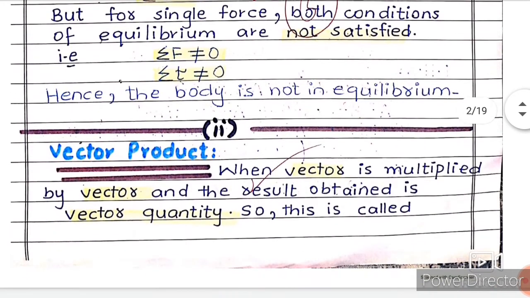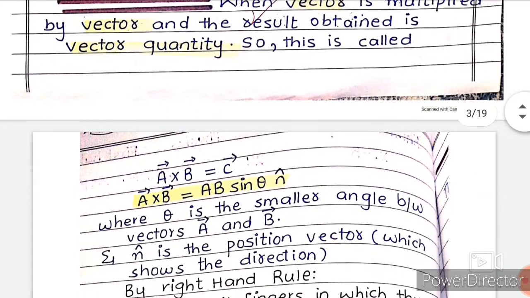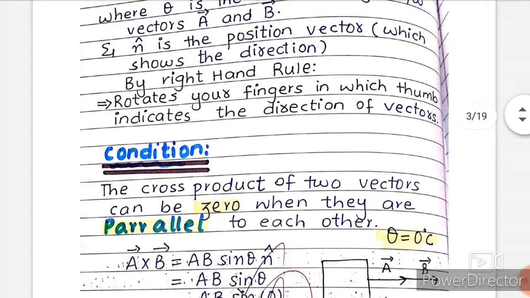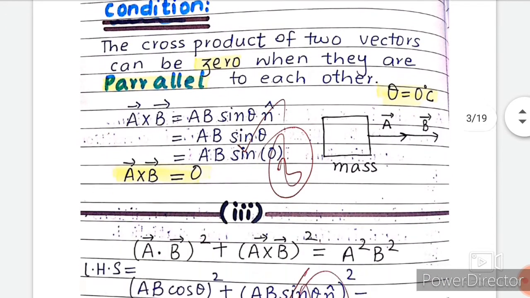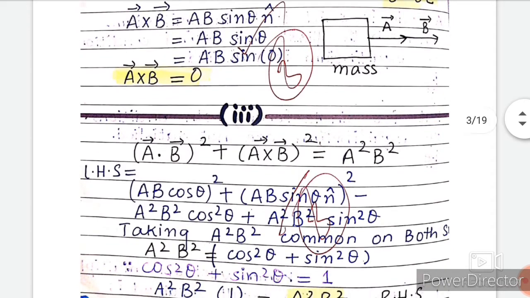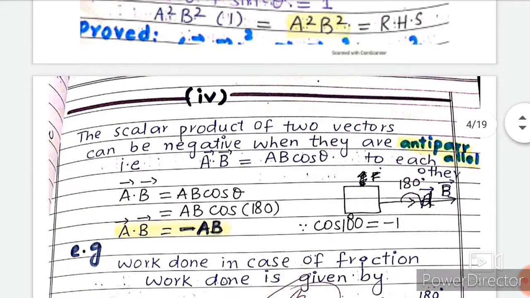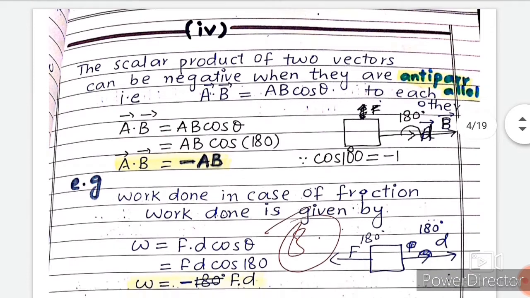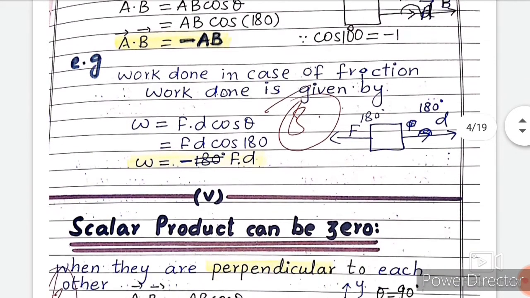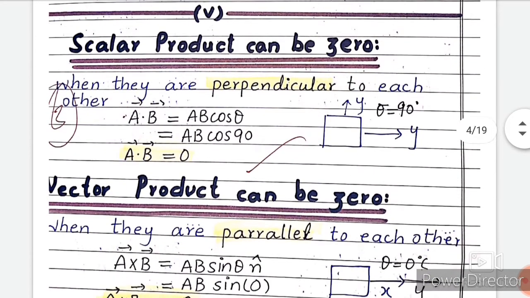Then part number 2, vector product, like this. Then condition. Then part number 3, like this. In this way you can attempt in your exams. Then part number 4, each carries 3 marks. Then part number 5, scalar product can be 0 and vector product can be 0.